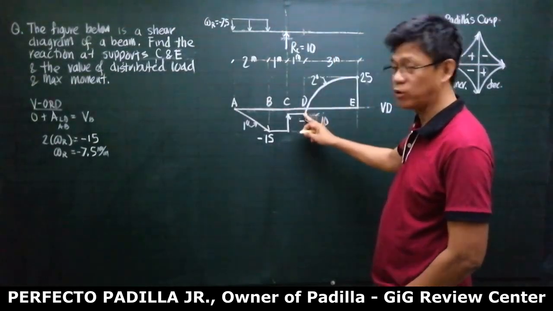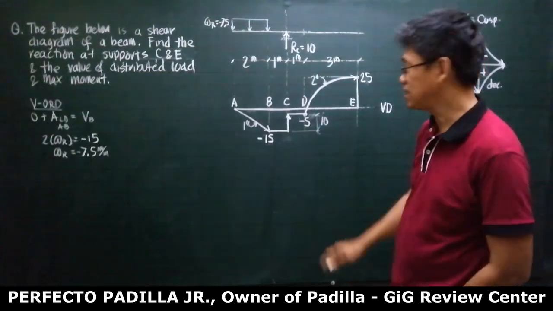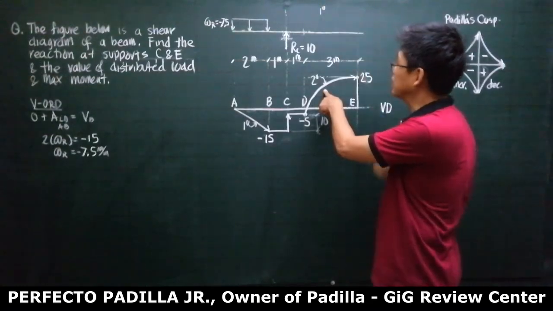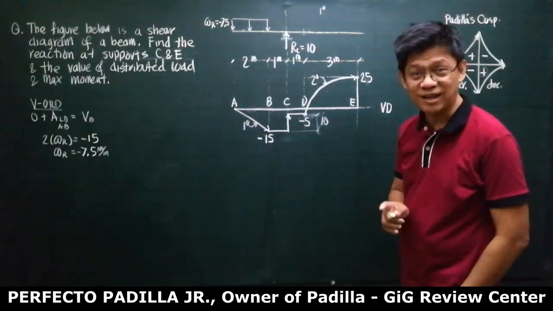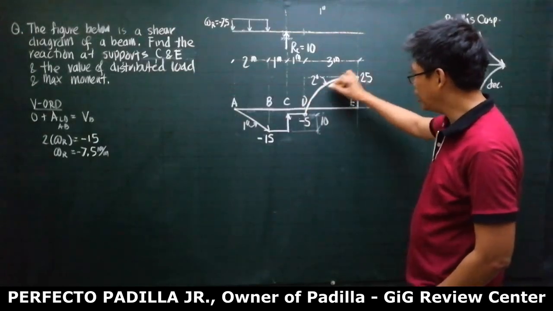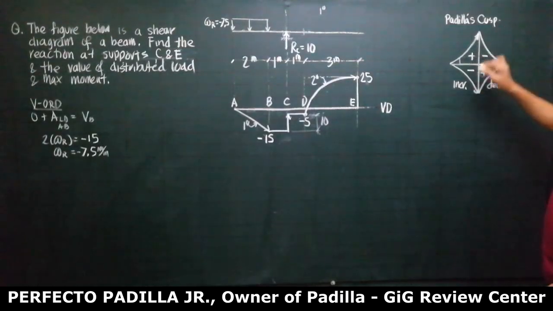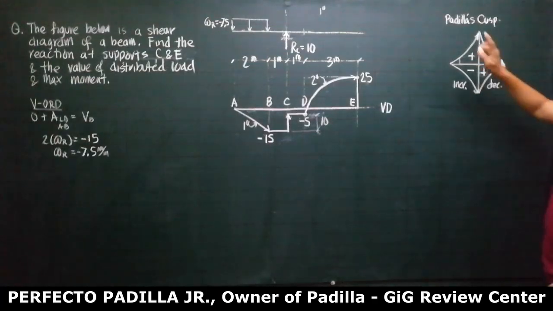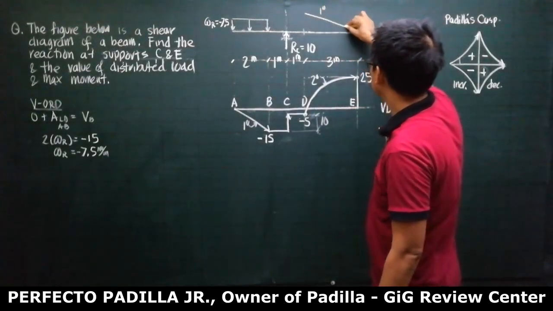But when it comes to here, from here to here, there is an increase, right? And it is second degree. If this is second degree, the load diagram is first degree, right? If it is first degree, meaning it is triangular load. But take note of the curve, this one. It is going up, looking at the Padilla's chart or Padilla's cusp. The one that is similar to that is this one, positive decreasing. But it is first degree. Positive decreasing, so it must be something like this.